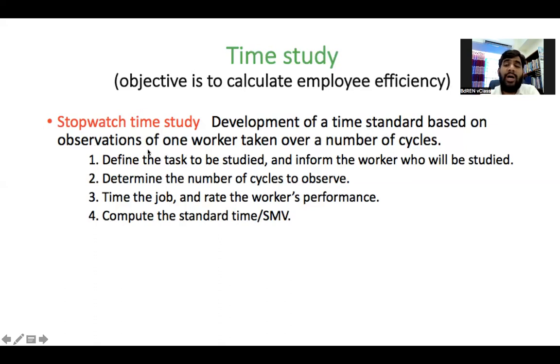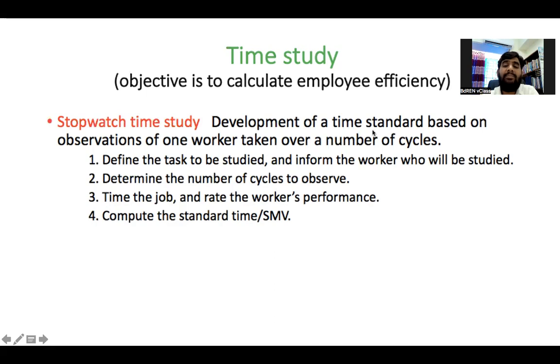Based on observations, so how many times will you observe? You cannot say that it takes 5 minutes by observing once. You have to observe several times. First time you find that it takes 4 minutes. Second time 4.5 minutes. Third time 5 minutes. Next time 4 minutes. Next time 3.5 minutes. Next time 5 minutes. So these are the observations. How many times will you check to conclude the standard time?